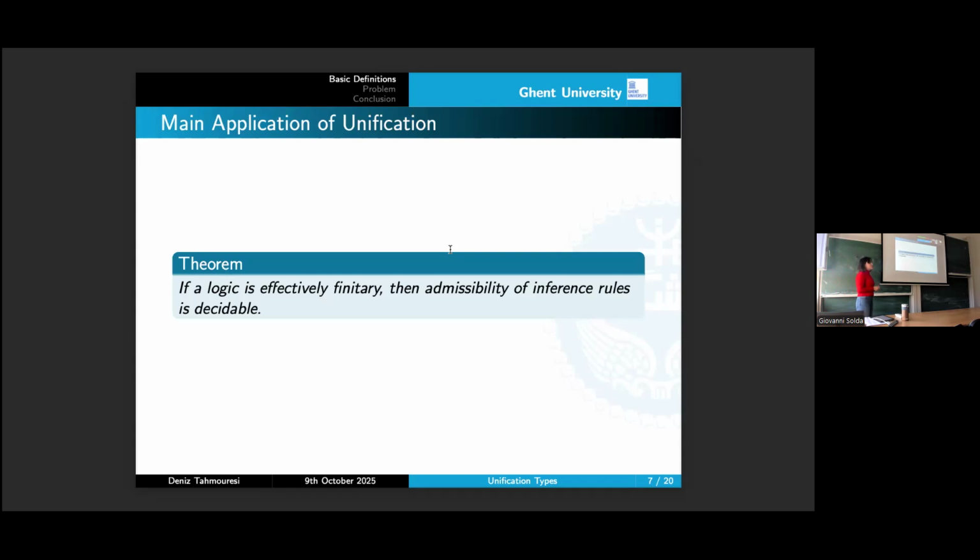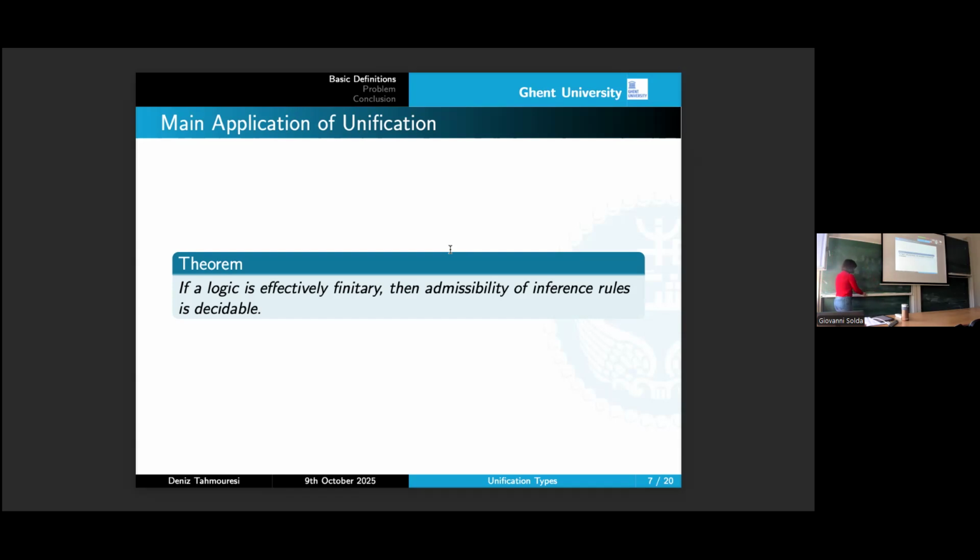And the main application of unification is that when we want to find the admissible rules of a logic, when the complete set of unifiers is definable and we can compute it, then the admissibility of inference rules becomes decidable, because you have a complete set of unifiers that you know, and for admissible rules you can apply every member of the complete set on the rules and see if it is admissible or not.